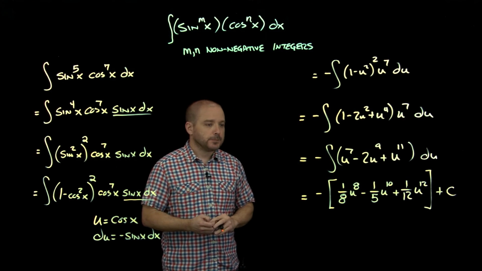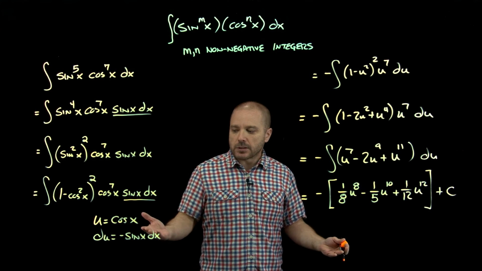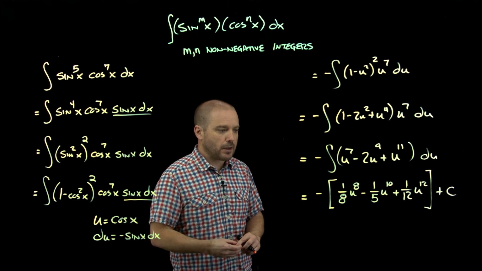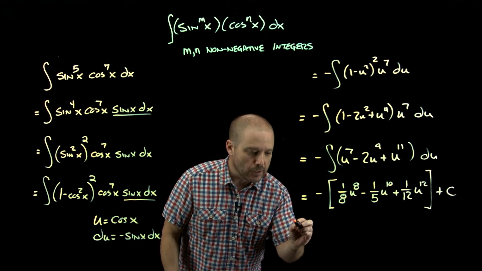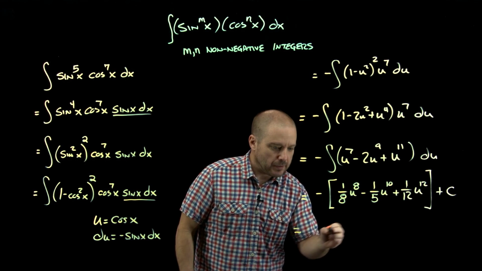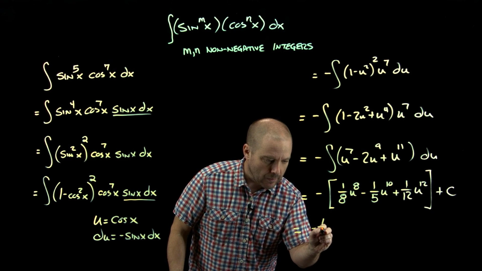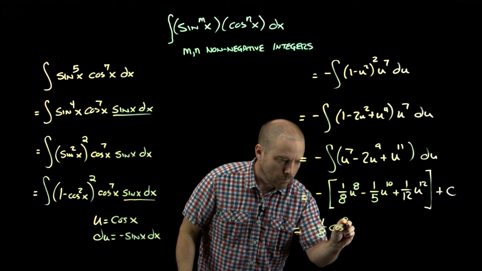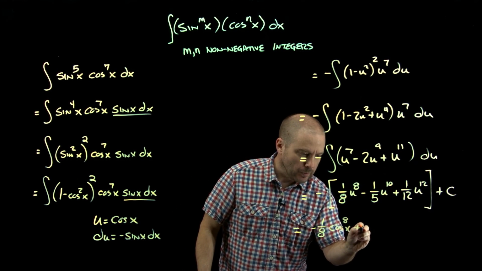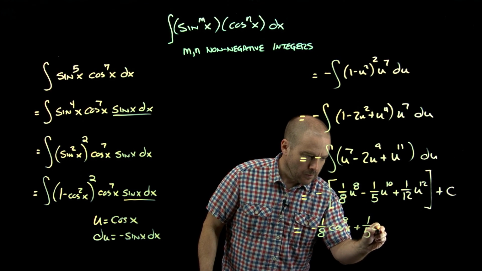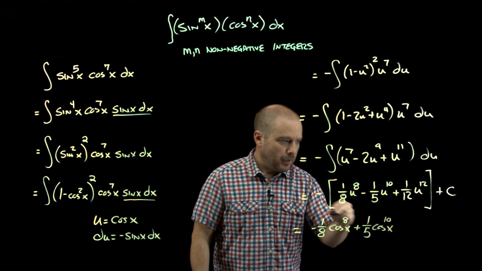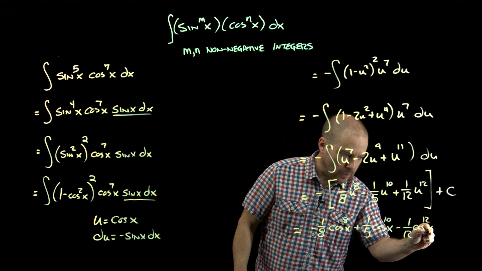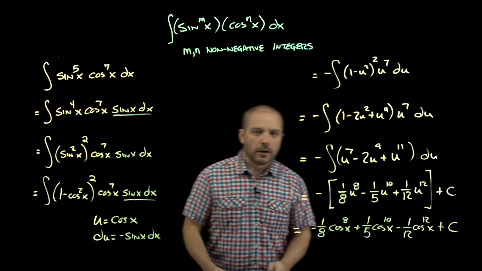plus a constant. And then as always, when we do a u substitution, we always want to return back to the original variable. U in this case was cosine of x. So I'll finish off by switching back. And I'll go ahead and distribute the negative through. So I have negative 1/8 cosine to the 8th, plus a 1/5 cosine to the 10th, and then minus 1/12 cosine to the 12th, plus our constant of integration.